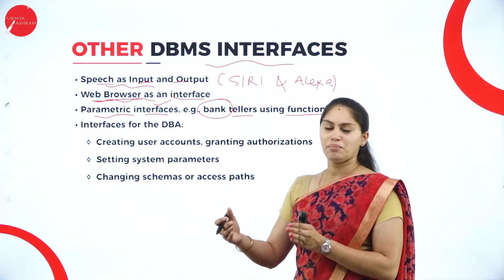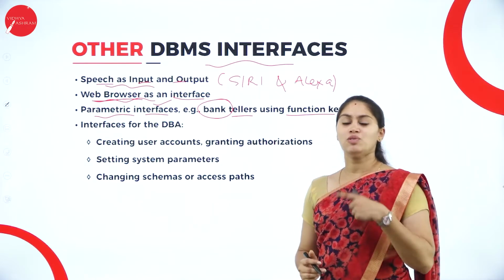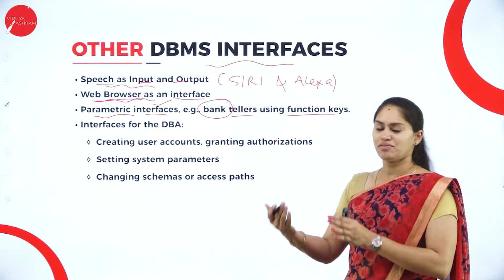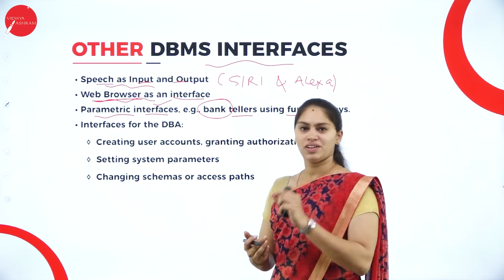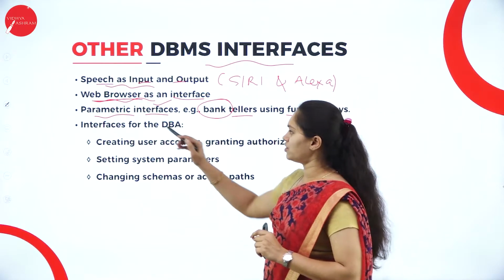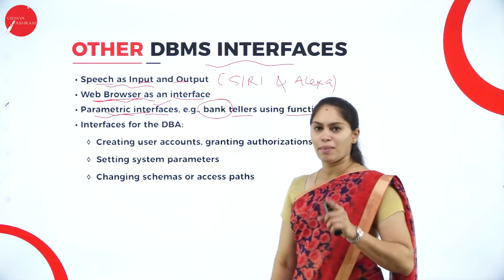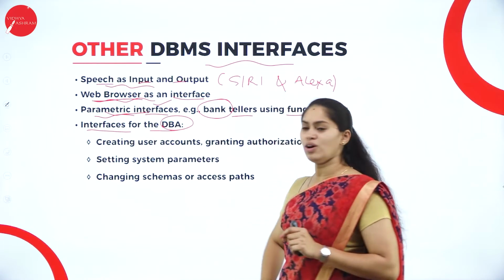So you can take the example of an ATM machine. That set of operations is going to be used repeatedly in a daily manner. If I consider even a weekly basis, all those operations or a set of instructions which are going to be used repeatedly, then that kind of interface will be considered as what? Parametric interface. And also we have some interfaces with respect to the DBA.